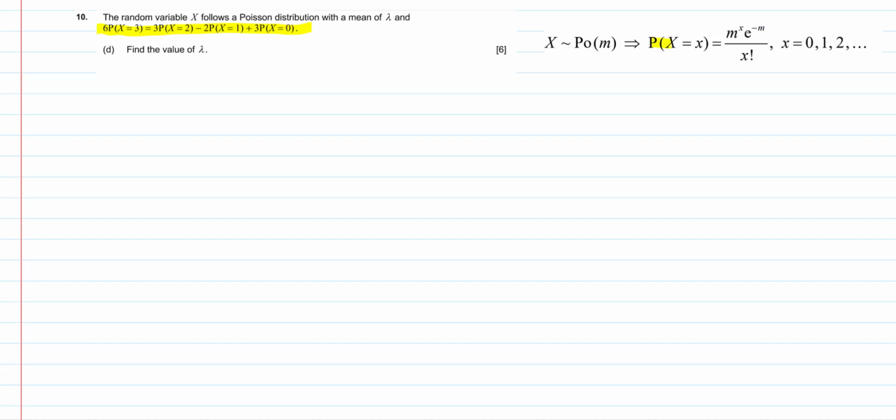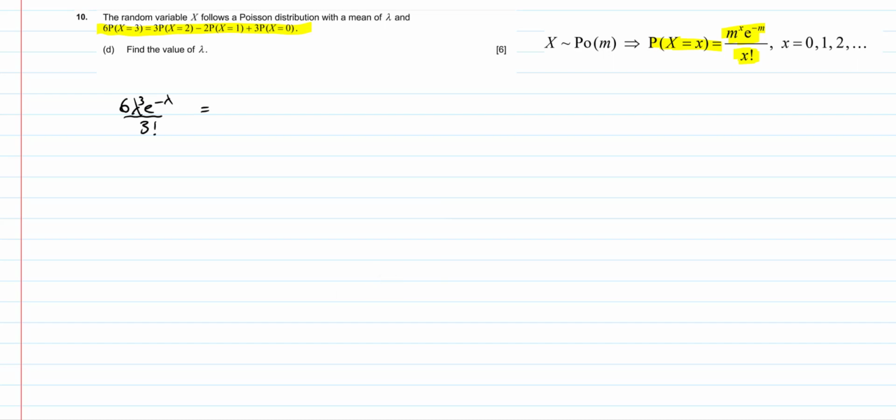So it's given by this expression here, m to the power of x, e to the negative m, over x factorial, where m is our mean of the distribution. So for us, our mean is lambda, so we just plug that formula into our equation there and solve for lambda. So that means we're going to get, for 6P(X = 3), 6 times lambda cubed e to the negative lambda over 3 factorial.